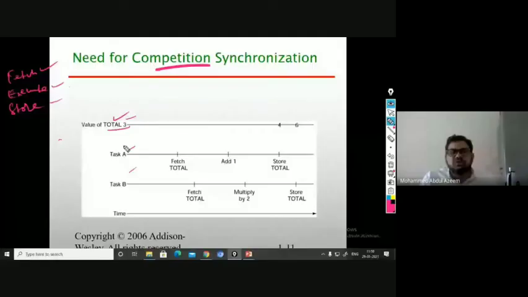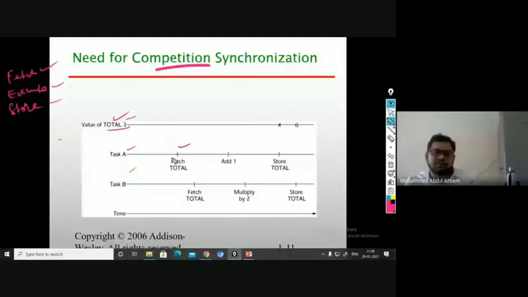So, let us say A has accessed or fetched. Since every instruction has to go through three phases, the three of them are done in separate clock pulses, independently, and both can be allowed concurrently. So task A and task B can both be executed concurrently, their respective instructions. Now look here: when task A first fetches the total, because first the fetch has to happen, then execute, then store.